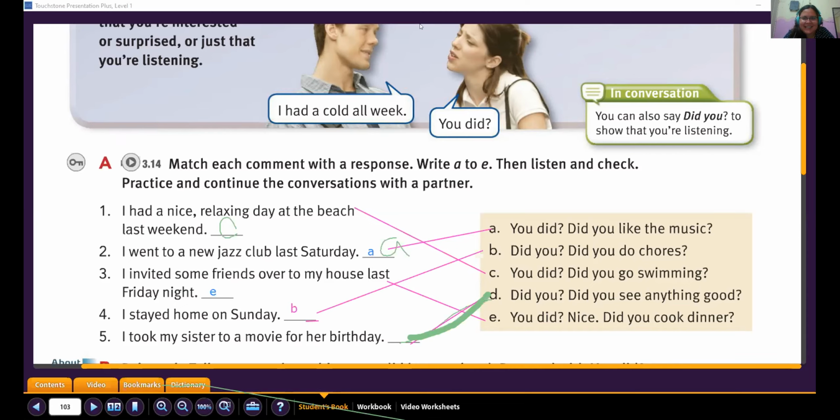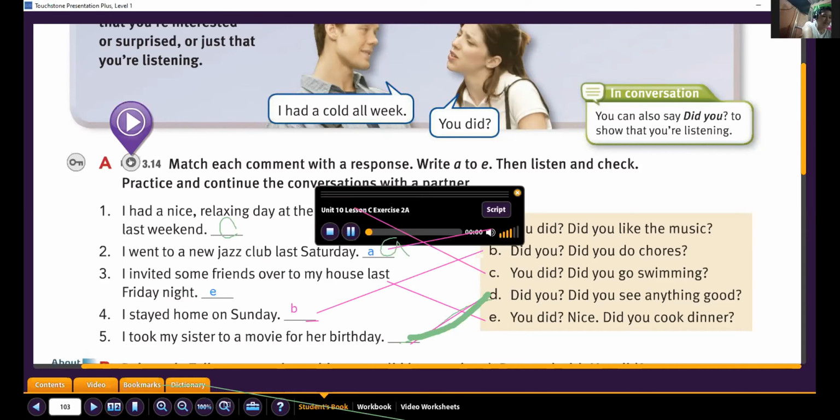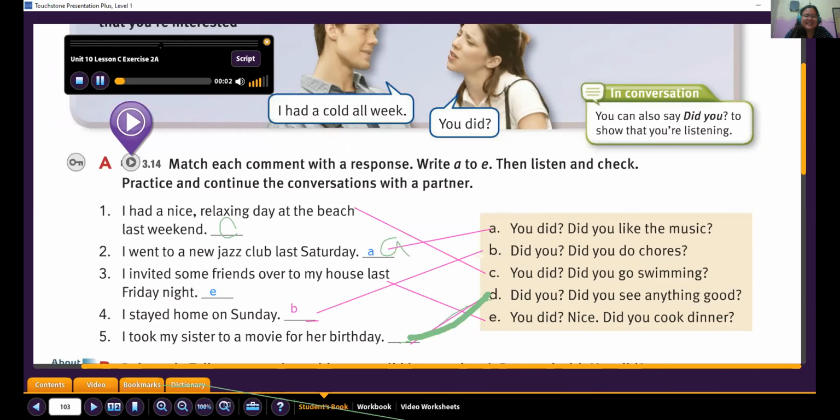Okay, let's listen. Listen and check if you are right. And this is the last activity. Okay? Page 103. Strategy plus. You did? A. Match each comment with a response. Write A to E. Then listen and check. 1. I had a nice, relaxing day at the beach last weekend. You did? Did you go swimming?